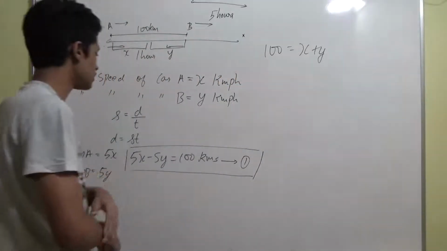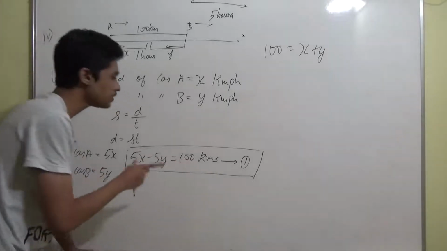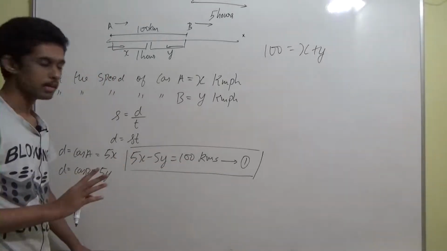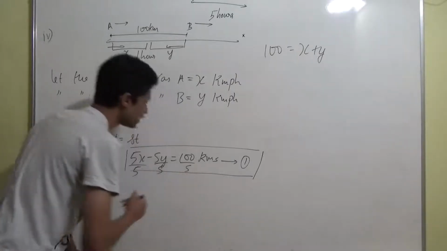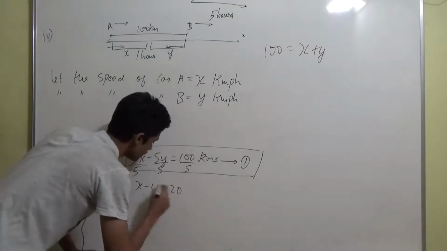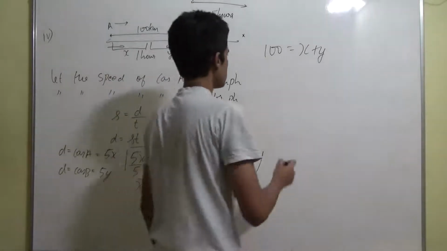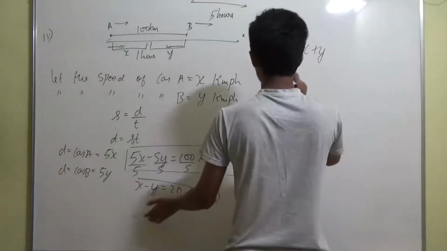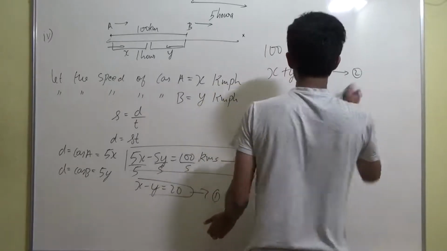So we'll do one thing, guys. We'll first simplify the first equation. You can divide all the terms of an equation by a common number, right? So we'll divide all the terms by 5. That time it will become x minus y equals 20. So this becomes your first equation, and that becomes your second equation. I'll write the second equation also in this format, that is x plus y equals 100. This is your second equation.